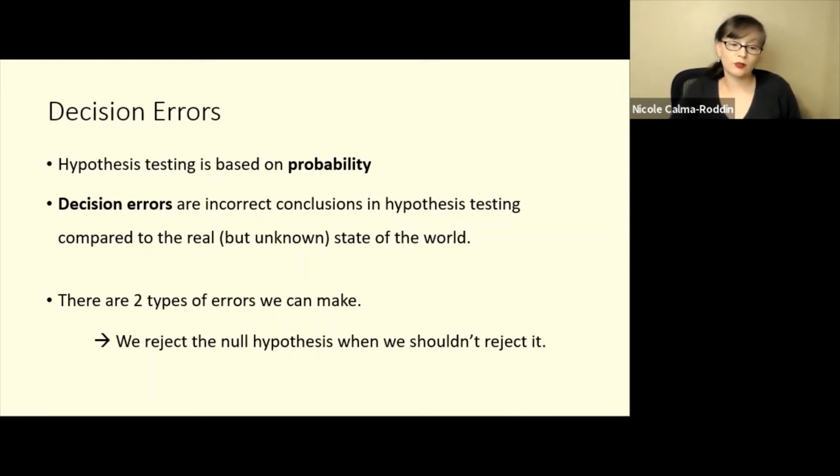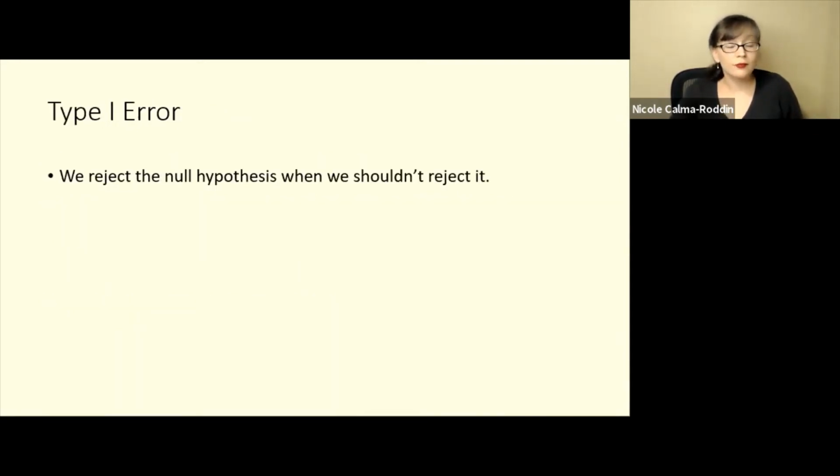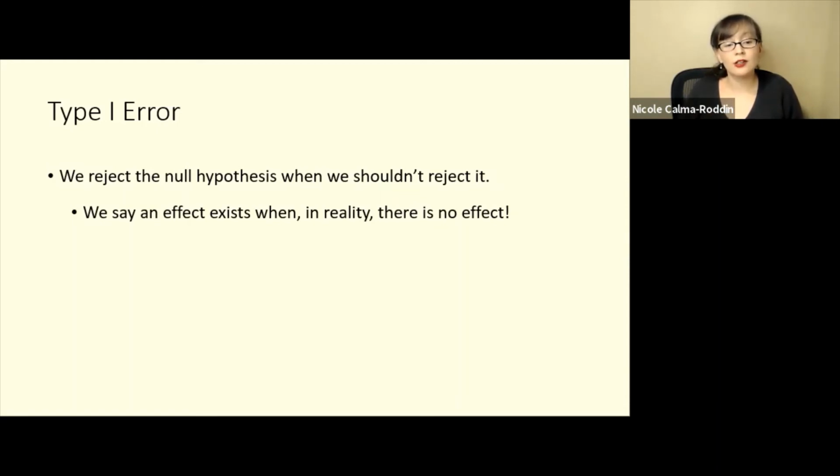The first type of error is that we can reject the null hypothesis when we shouldn't reject it. And the other is that we can fail to reject the null hypothesis when we should. When we reject the null hypothesis when we shouldn't, we call this a type 1 error. We say essentially that an effect exists when in reality there's no effect. This is like saying that we've tested this medication and we conclude that it works when in fact it really doesn't relieve people's symptoms. But we have to remember that this is based on our statistics, on the study that we've conducted, and the analysis we've made.